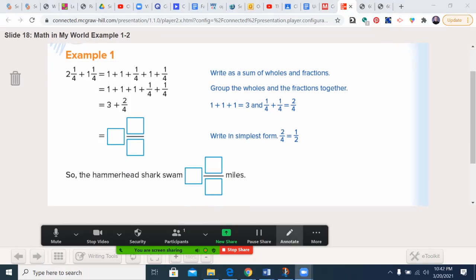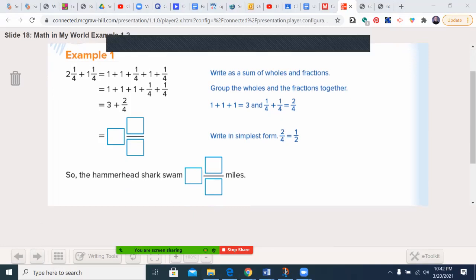Grab my annotation tool. All right, so 2 1/4 is 1 plus 1 plus 1/4. 1 1/4 is 1 plus 1/4. We regroup, so 1 plus 1 plus 1 is right here, and that gives you a 3. 1/4 and 1/4 is 2/4.